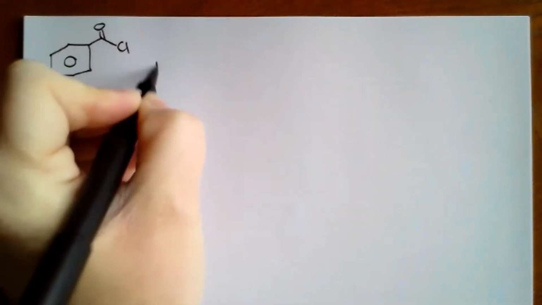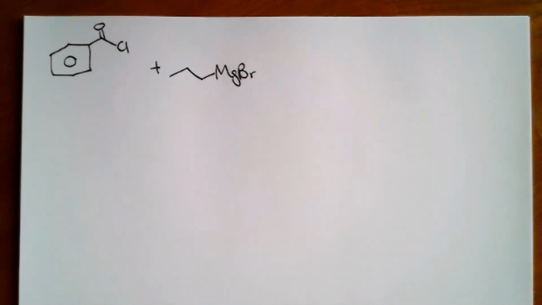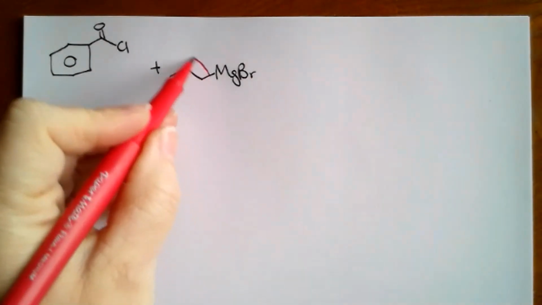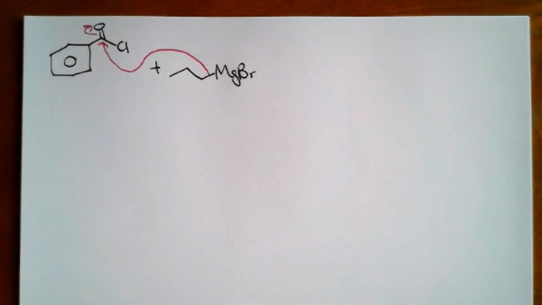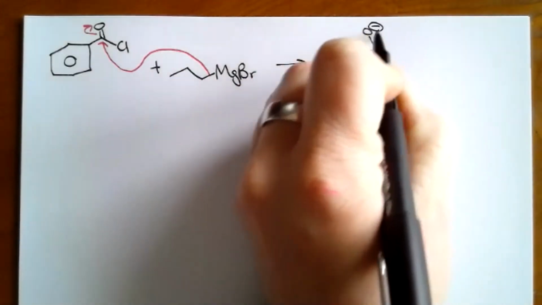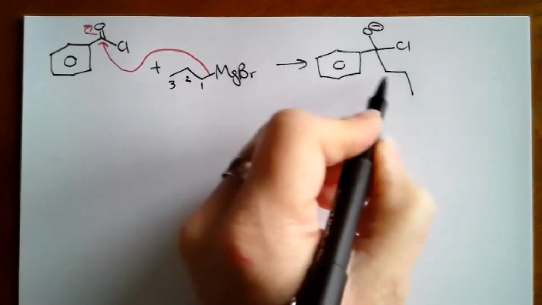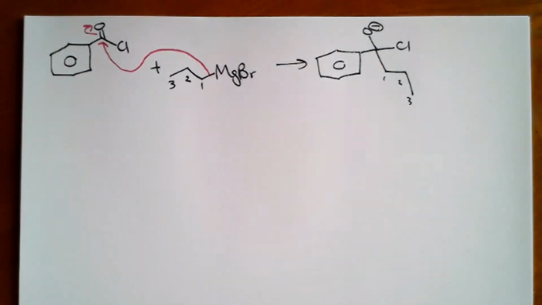Acid chloride reacting with a Grignard. First thing to do, attack the carbonyl carbon. Like so. Grignard had 3 carbons. Make sure 3 carbons get connected. Grignards are famous for students gaining and losing carbons. Don't be one of those.